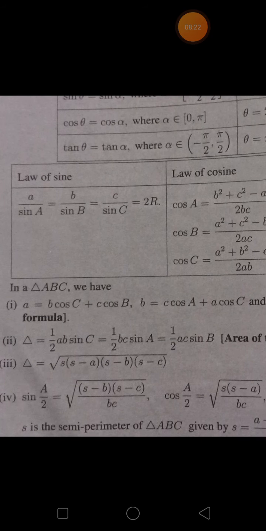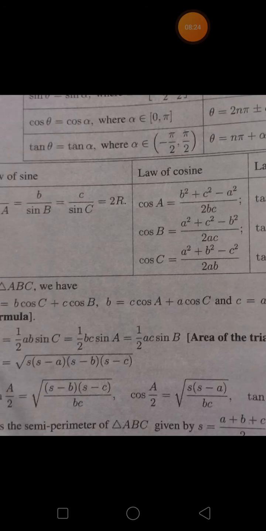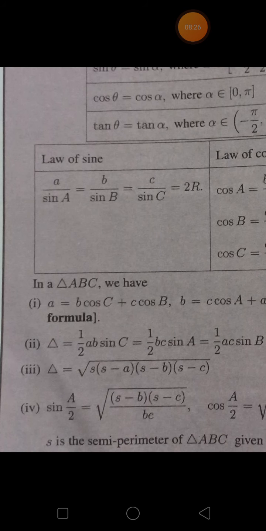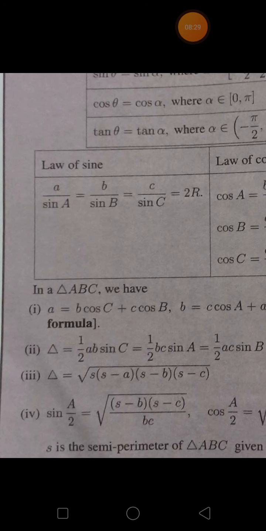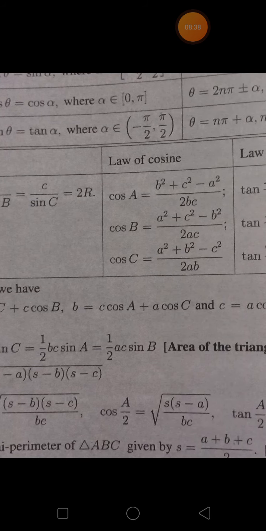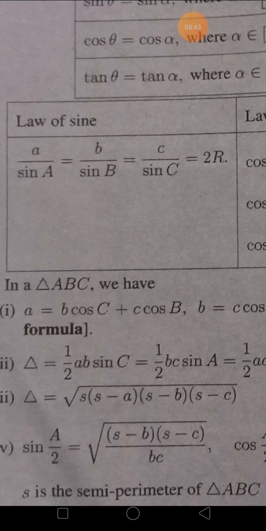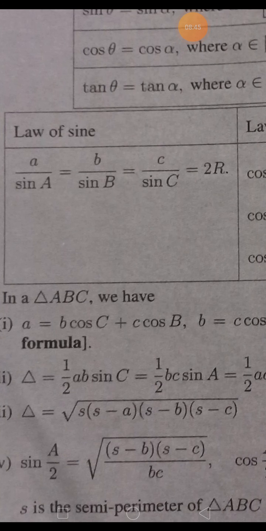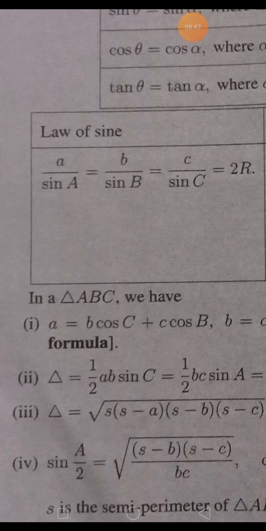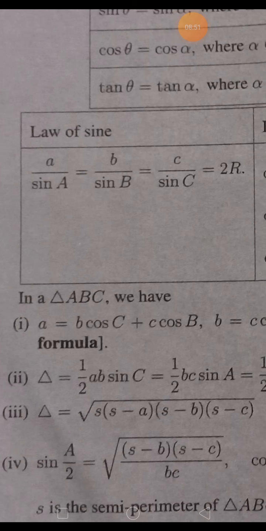Area, find out how to find the area of the triangle. This is the formula: del is equal to root of s into s minus a, s minus b, s minus c. That is Heron's formula. Okay, so s is equal to a plus b plus c by 2. Okay, this is a formula. So suppose for example, look at the third formula, root of s into s minus a, s minus b, s minus c. Suppose the question is find the area of the triangle.